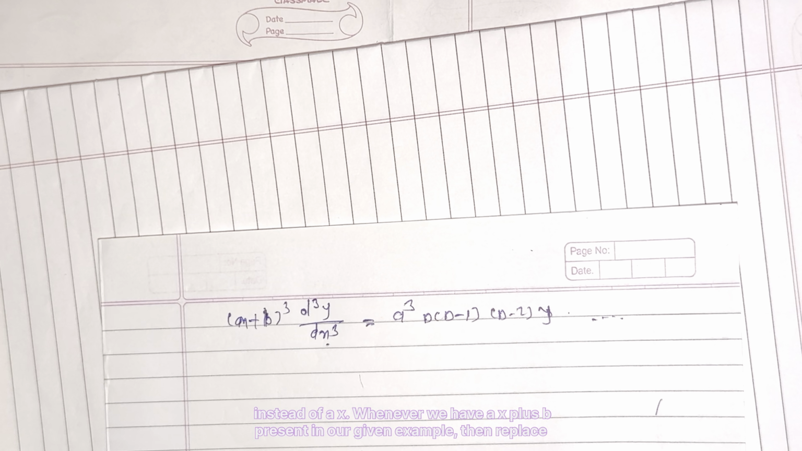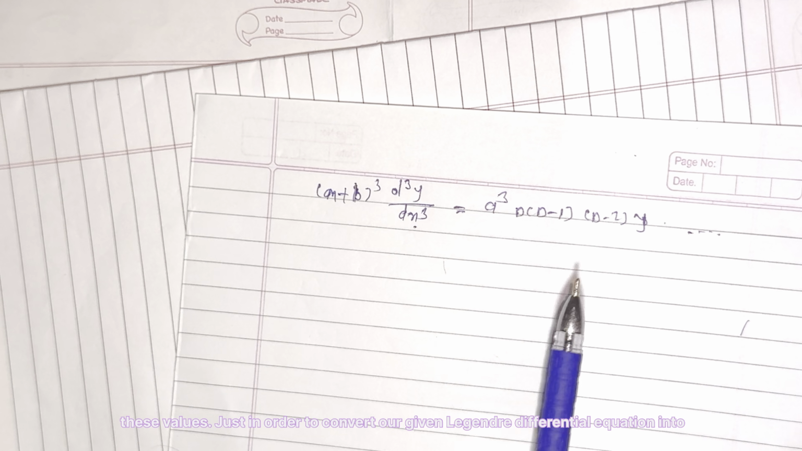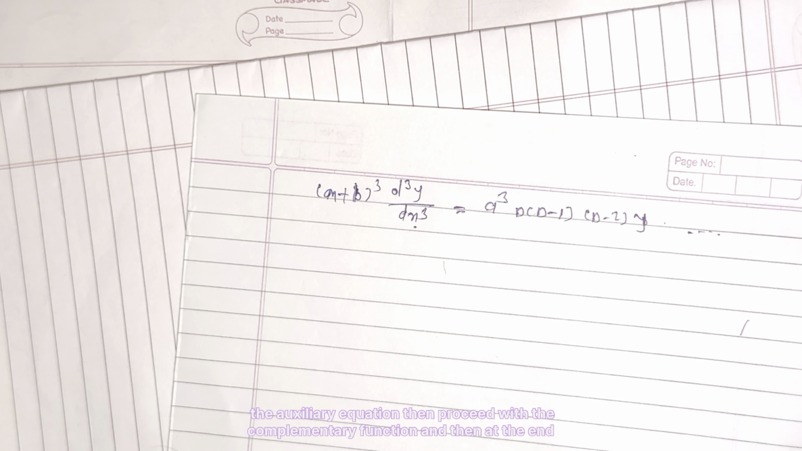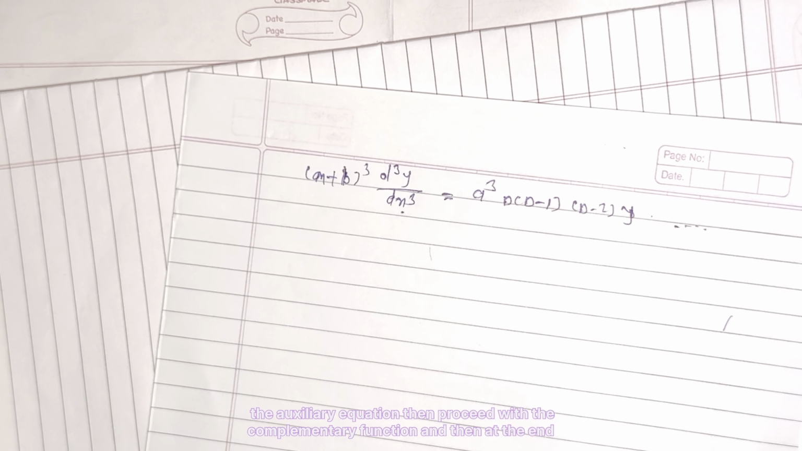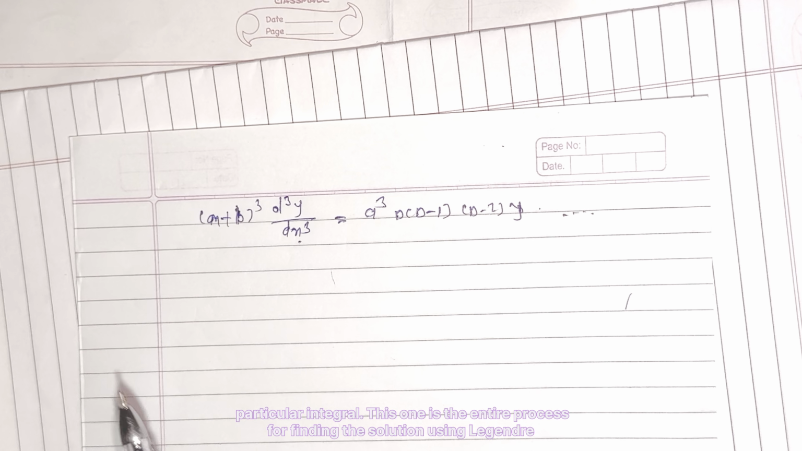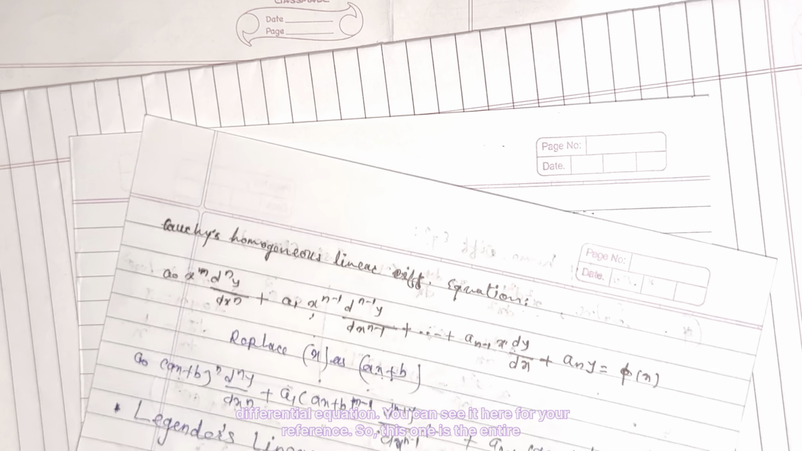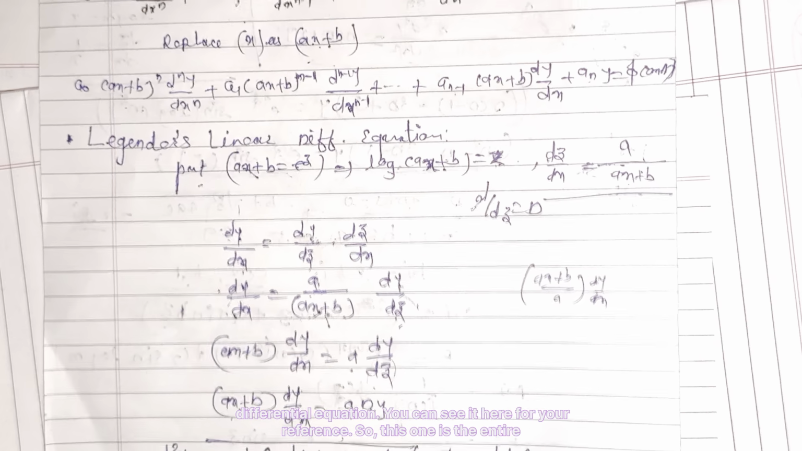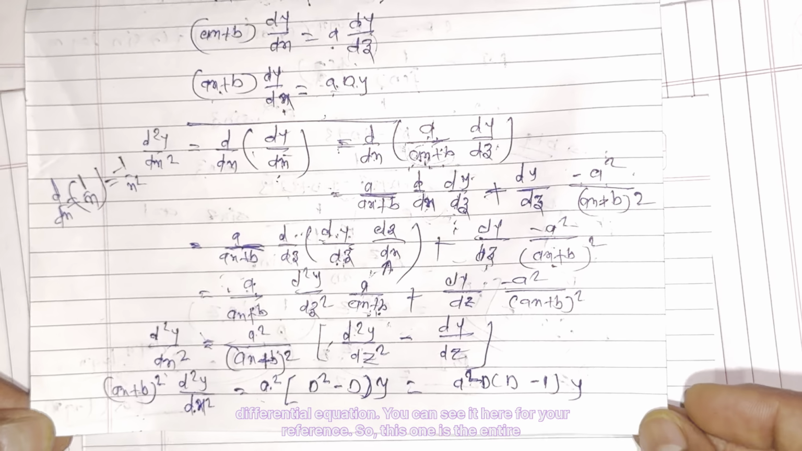So these are the values that we have to replace whenever we have x plus b instead of x. Whenever we have x plus b present in our given example, replace these values in order to convert our given Legendre differential equation into the auxiliary equation, then proceed with the complementary function, and at the end the particular integral. This is the entire process for finding the solution using Legendre's differential equation. You can see it here for your reference.